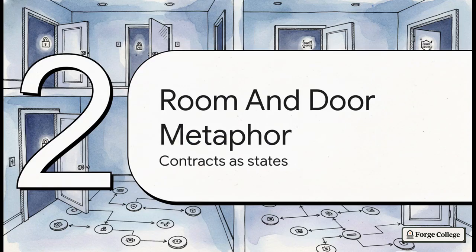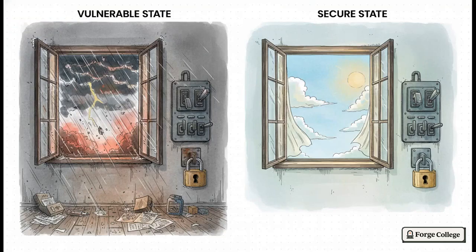Moving right along to Section 2, the room and door metaphor. Thinking of contracts as state machines. Think of a smart contract as a building made up of rooms connected by doors. Every door has locks, which act as your checks. Inside, you have switches, which are your internal state updates. And you have windows, representing your external calls.